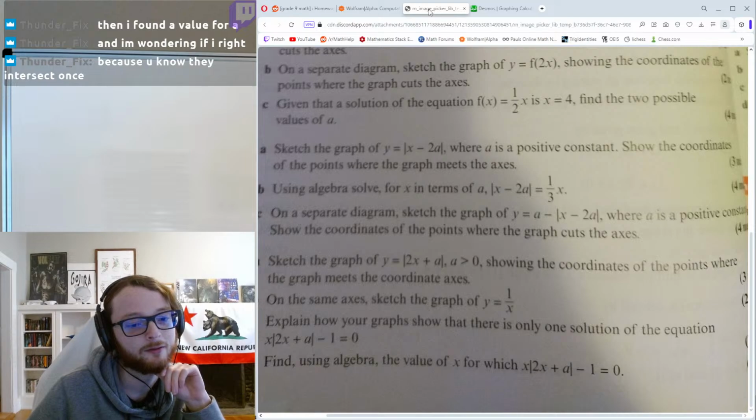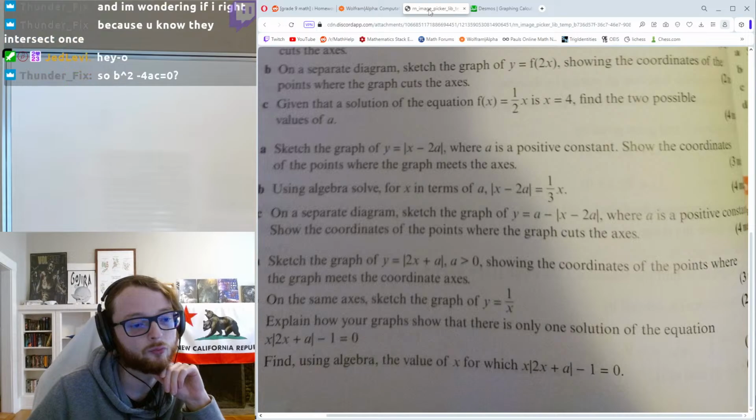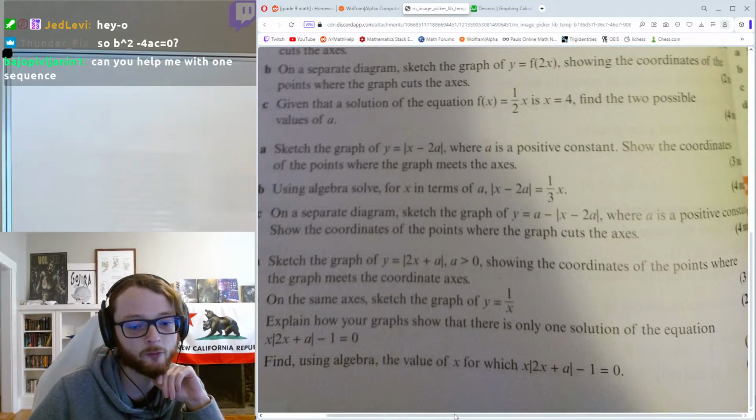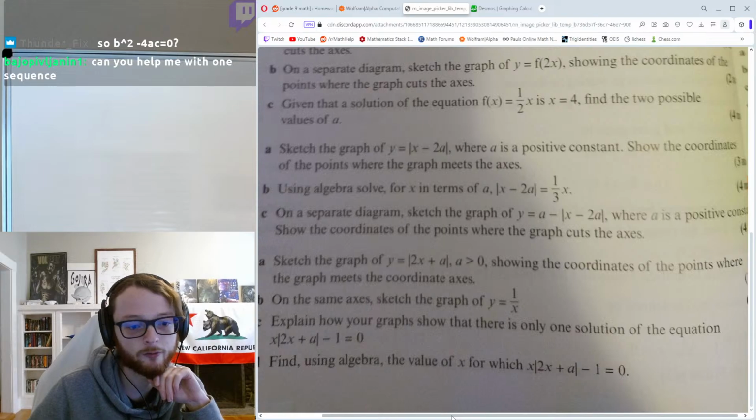Hey, Jed. Right. Now you do get two separate equations though, because of this absolute value business. You'd expect one of them to not give you an answer though. Yeah, Bio, I'm working on Thunder's question here first, but after that, I can do yours.